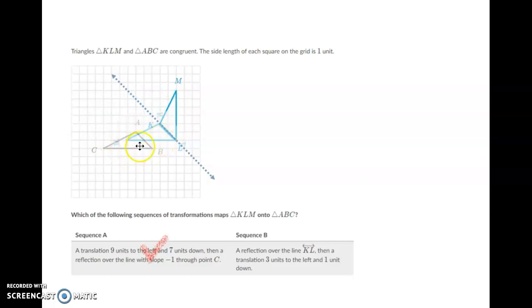Well, we're not here yet, but what do they ask us to do then? Translate or slide 3 to the left and 1 down. So I'm going to slide 1, 2, 3 to the left and 1 down. Boom. And there we go. And so again, now we see sequence B also works. Both of those work. All right, let's go to the next one.